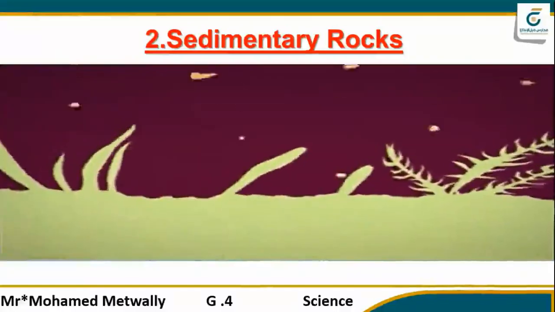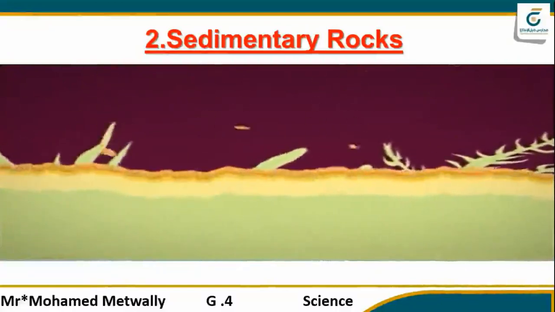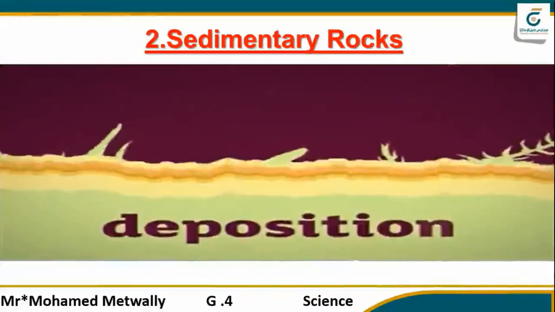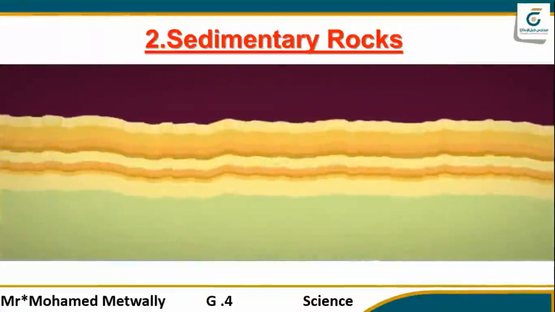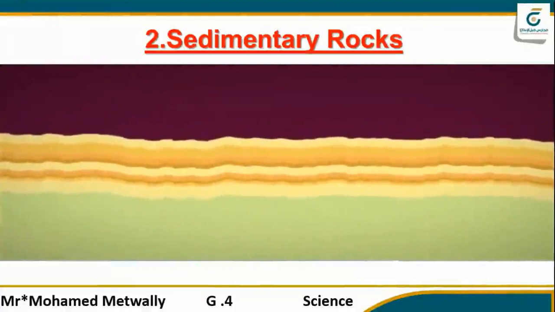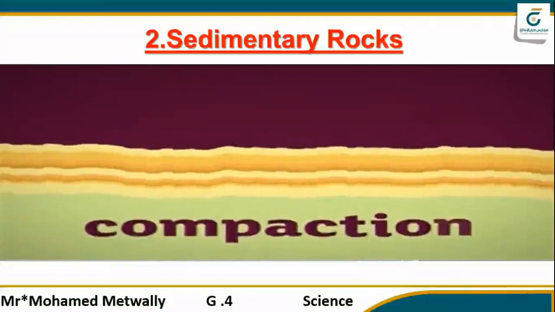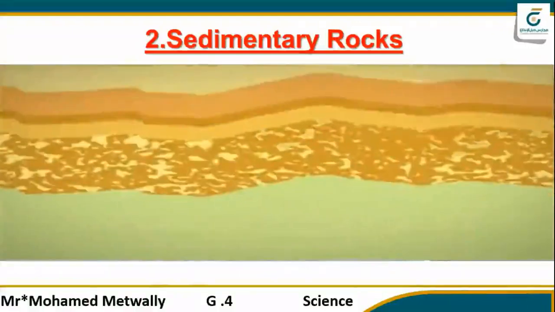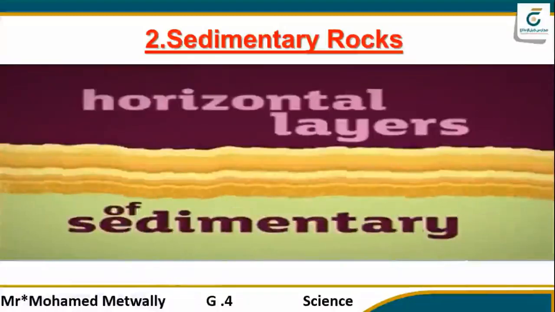Eventually, sediments settle in one place. For example, they may sink to the bottom of the sea. This is called deposition. More layers of sediment are deposited on top. Over millions of years, the weight of the layers above compresses the ones below, and they harden into sedimentary rock in a process called compaction. Sometimes another substance seeps between the sediments and hardens, cementing the sediments together. The whole process leads to the formation of horizontal layers of sedimentary rock.